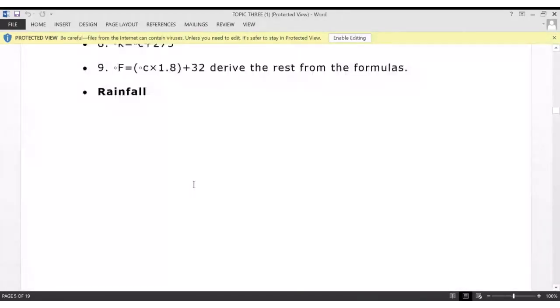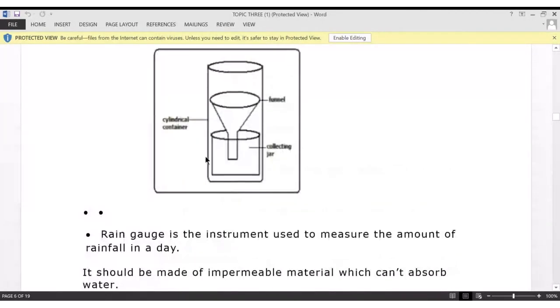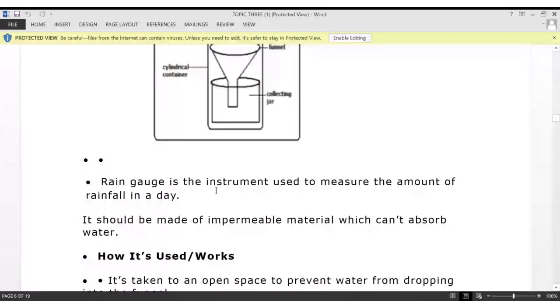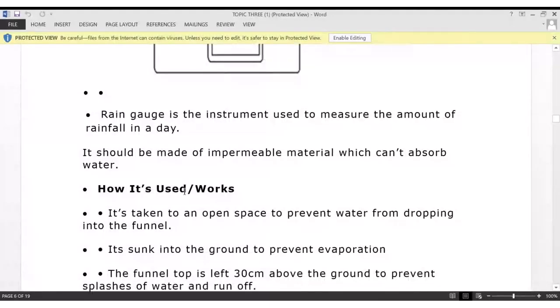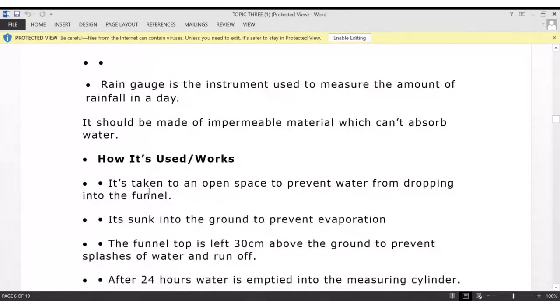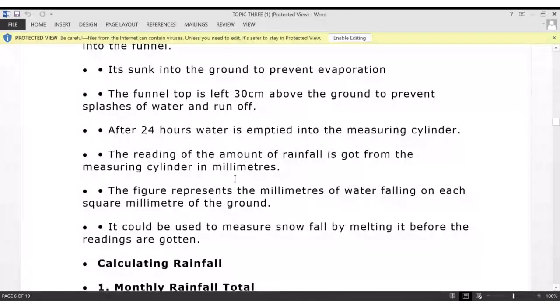So we want to look at rainfall. Now we have the rain gauge here. It has the cylinder and then the collecting jar. The rain gauge is used to measure the amount of rainfall in a day. It should be made of impermeable material which cannot absorb water. It is taken to an open place to prevent water from dropping into the funnel. It is sunk into the ground to prevent evaporation. The funnel on top of it is left 30 centimeters above the ground to prevent splashes.